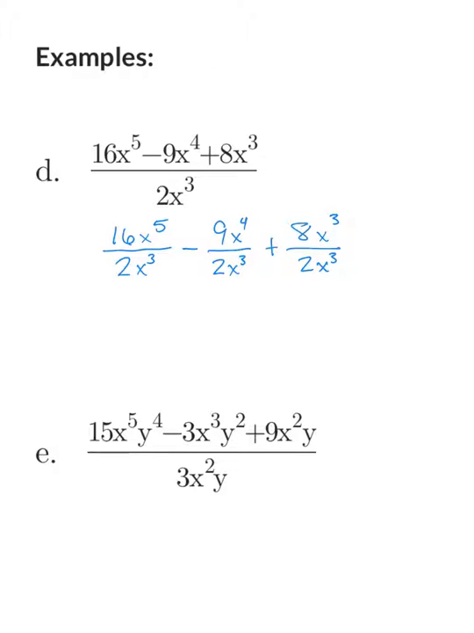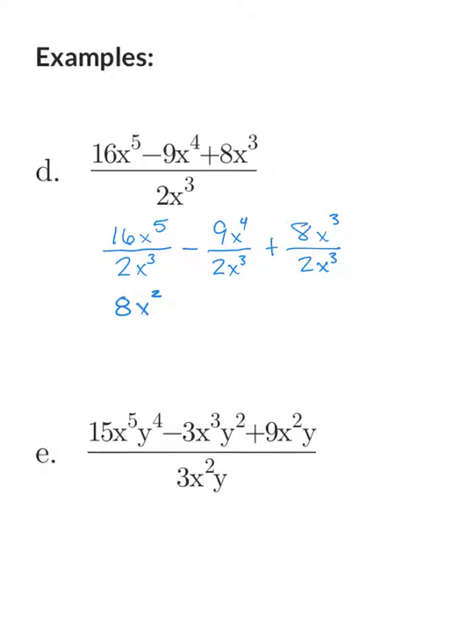So remember that we're going to start by working with the numbers. I want to divide 16 by 2, giving me 8. And then remember that since we are dividing, we want to subtract the exponents. If you have 5 x's over 3 x's, you can get rid of 3 of them, leaving you with 2. So we get 8x squared. That's the first one. So now let's move to the second one.